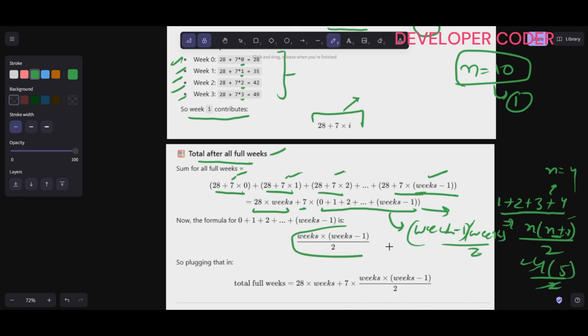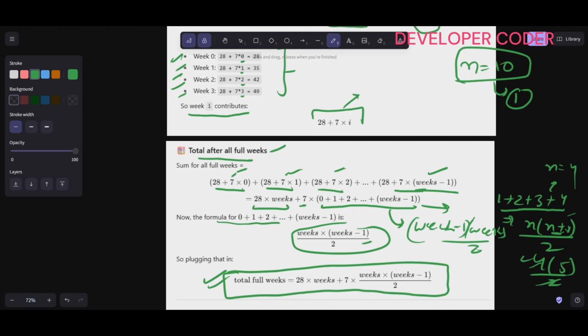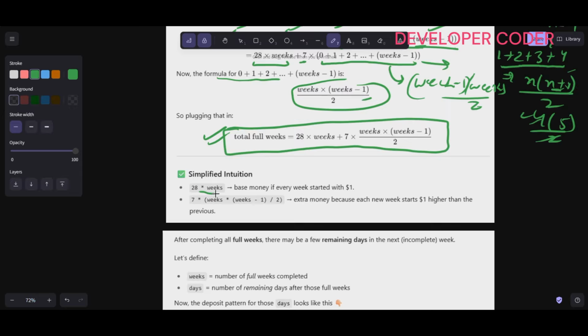So this is a formula, right? So the formula for this is this. And now if we put all these values, so the total for full weeks, we are going to get something like this. So this is the formula that I have derived, right? So 28 into weeks is the base money if every week started with $1, and 7 into weeks minus 1 divided by 2 is the extra money, because each new week starts with $1 higher than the previous, right?